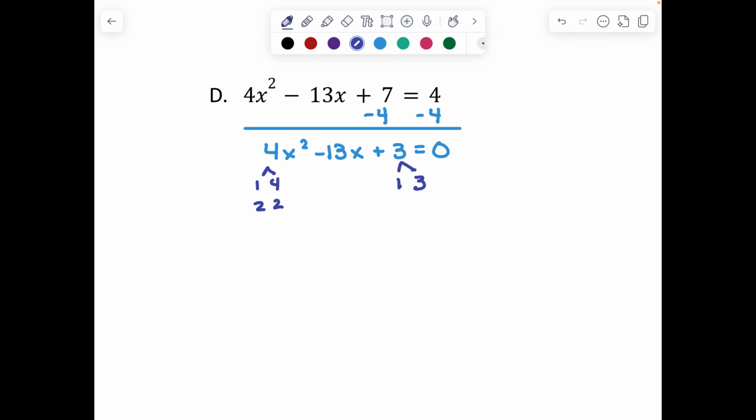So now I'm just going to guess and check. 1 times 1 is 1. 4 times 3 is 12. We add those together, we're going to get 13. So we're going to have 1 and 4 and 1 and 3.